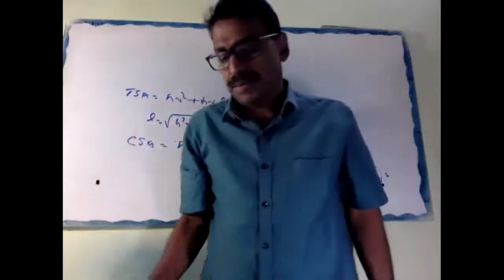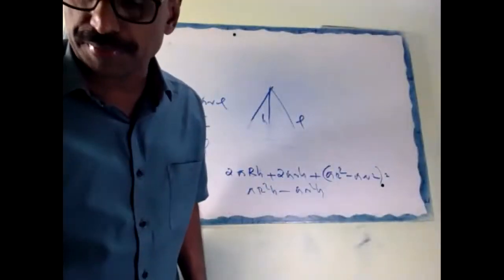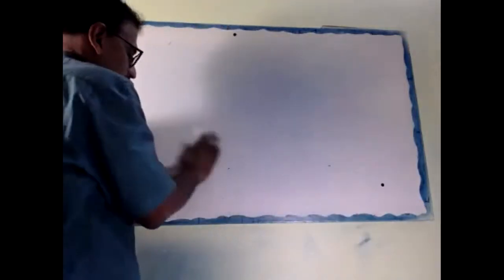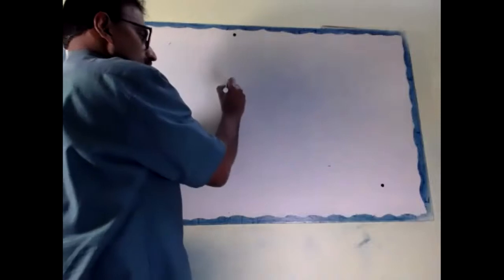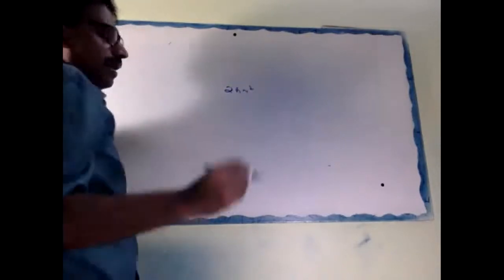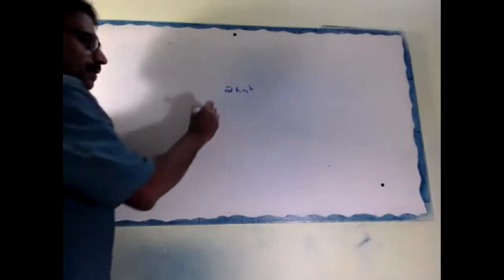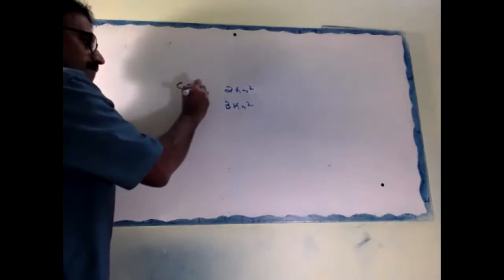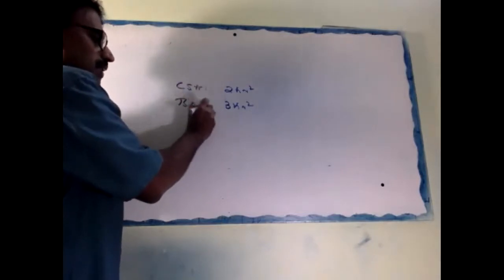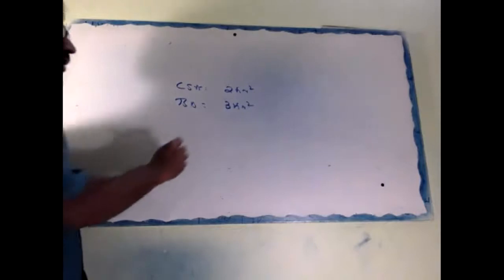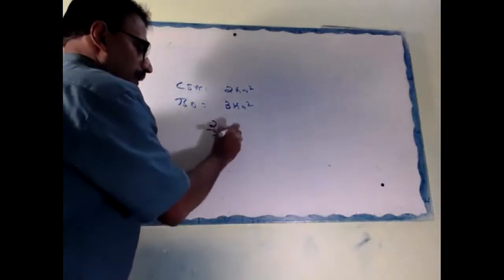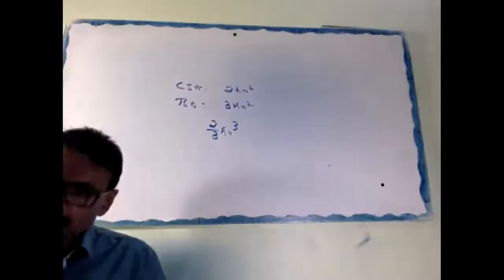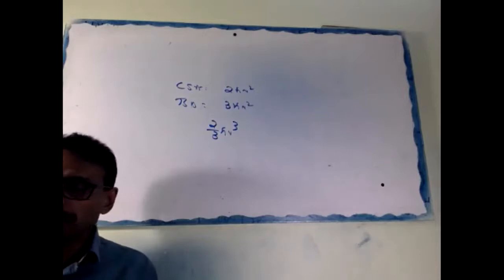The surface area of a hemisphere is 2 pi r square. Okay. Then next one, total surface area, this is CSA, this is TSA, is 3 pi r square. Volume is 2 by 3 pi r cube.